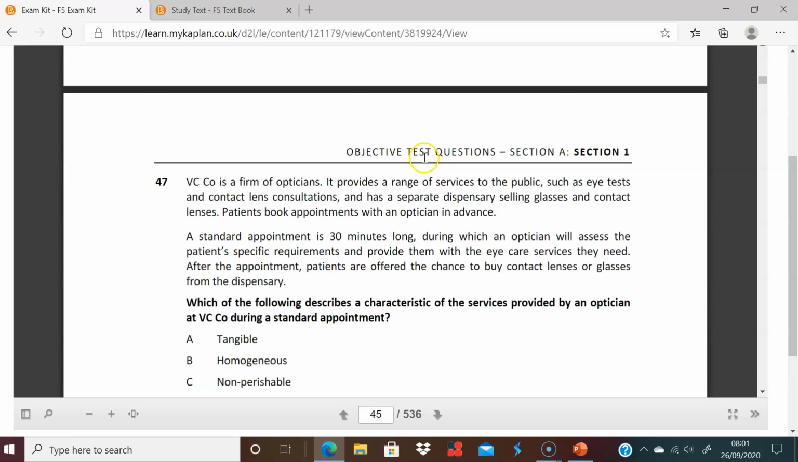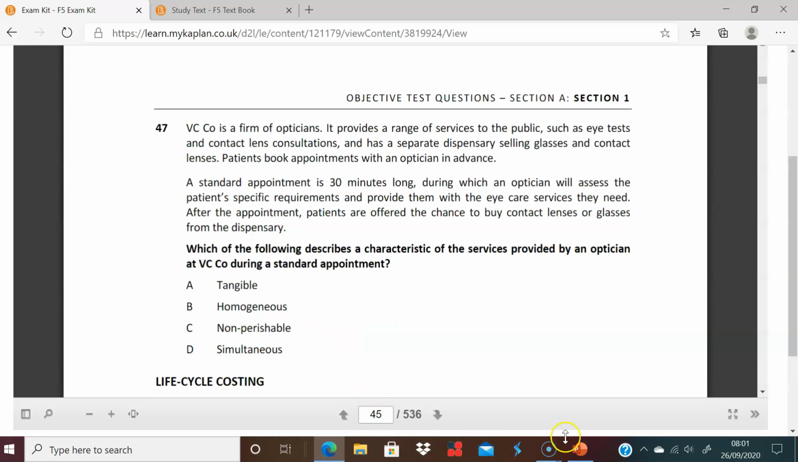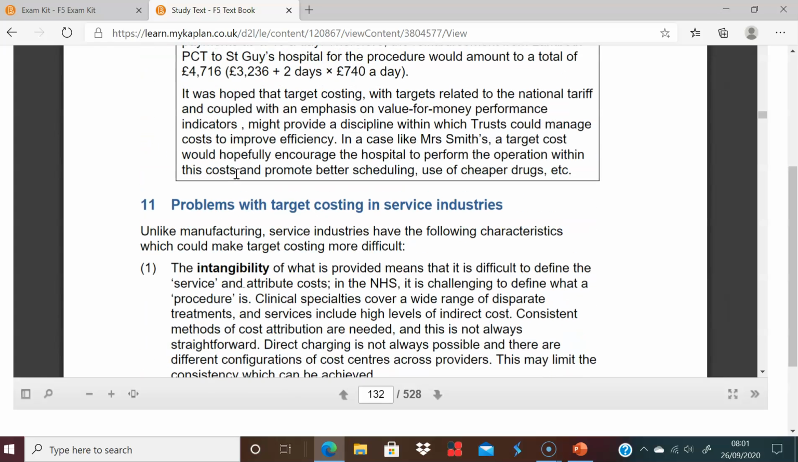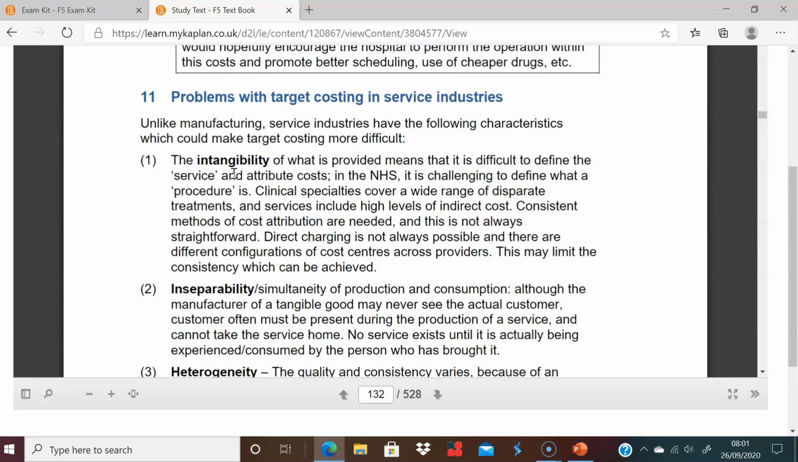A firm of opticians provide a range of services to the public, eye tests, things like this. Standard appointment, 30 minutes long. They will assess specific things and do a range of things. Let me take you to the textbook, which I loaded to talk about some of the problems with target costing. If you're making individual products like cans or chairs, you can see where the different costs might be. But when you're talking about a service industry, there are a number of factors.